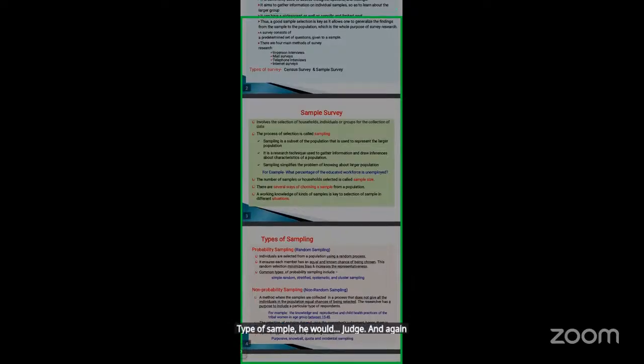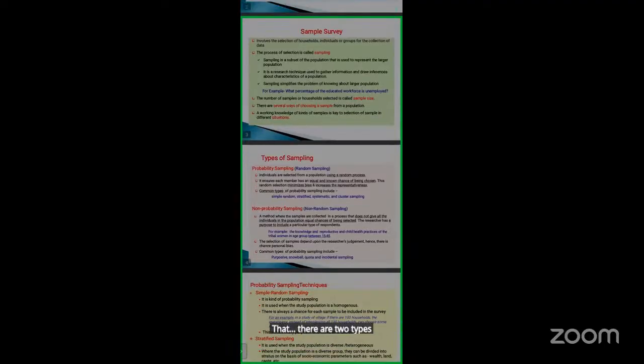And again, we would say that there are two types of sampling. One is probability sampling and the other is non-probability sampling. In probability sampling, individuals are selected from a population using a random process. It ensures each member has an equal and known chance of being chosen. This random selection minimizes bias. We have already discussed it.